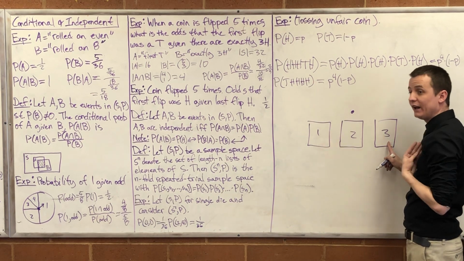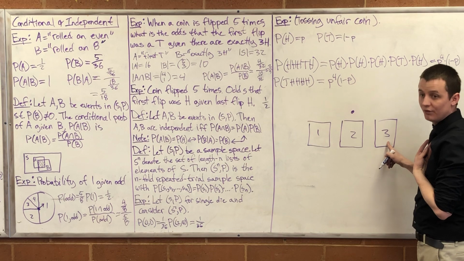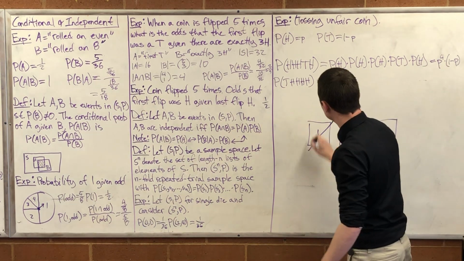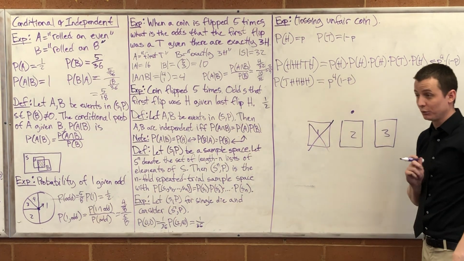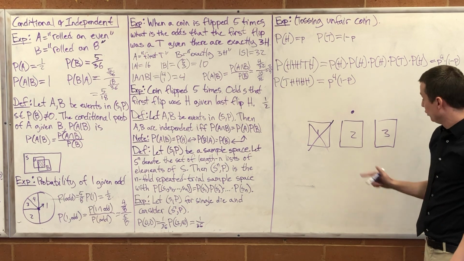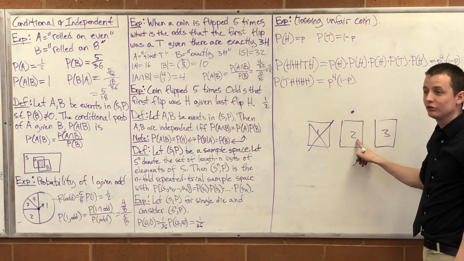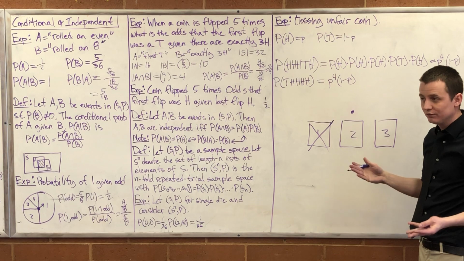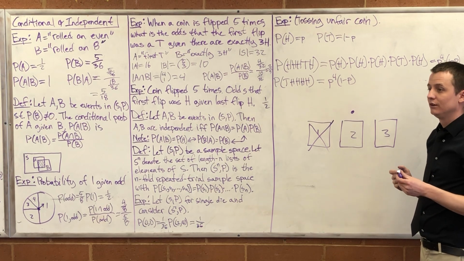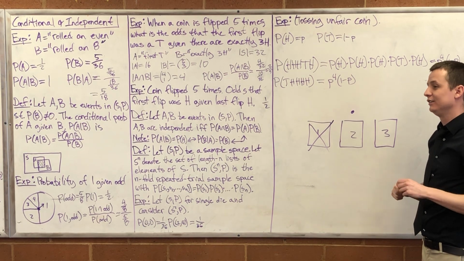So I, as a game show host, randomly pick one that I know has a goat behind it, and I say, Leah, there's a goat behind this door. Question: would you like to stick with number 2? Or would you like to switch to number 3? Or does it even matter? It does matter. How do you know? You stick with 2.